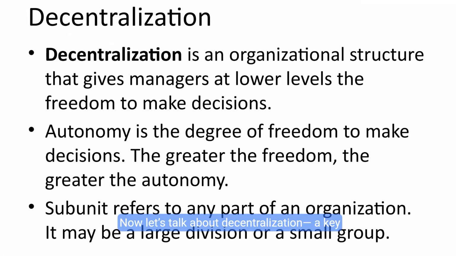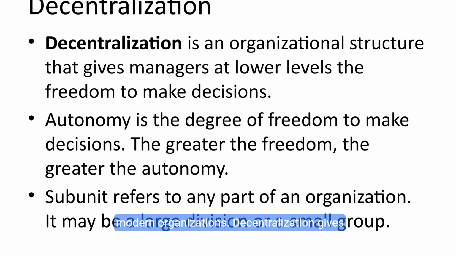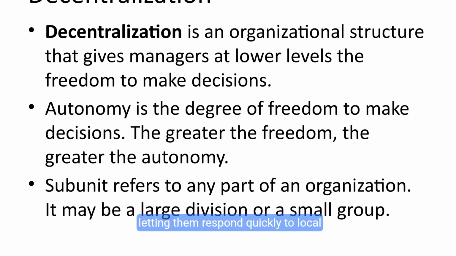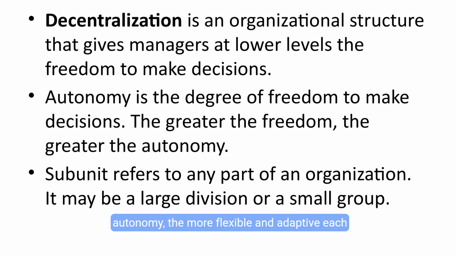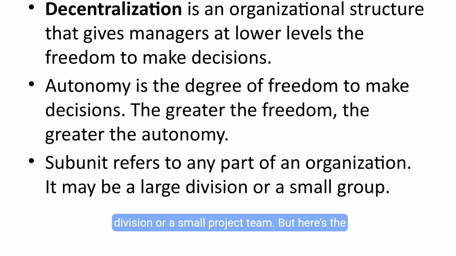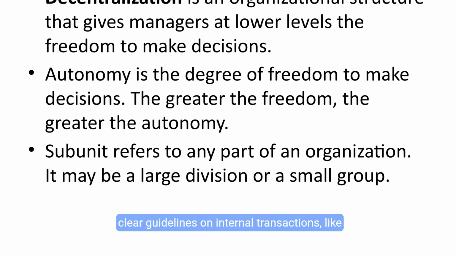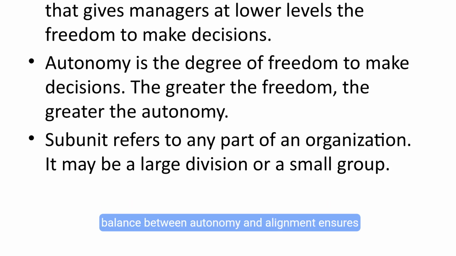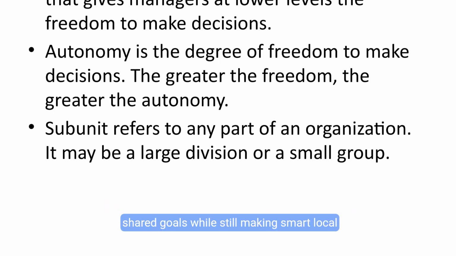Now let's talk about decentralization, a key concept for understanding transfer pricing in modern organizations. Decentralization gives lower-level managers real decision-making power, letting them respond quickly to local opportunities or challenges. The greater their autonomy, the more flexible and adaptive each subunit becomes, whether that's a massive division or a small project team. But here's the catch. With increased freedom comes the need for clear guidelines on internal transactions, like setting transfer prices. Striking the right balance between autonomy and alignment ensures that every part of the organization works toward shared goals while still making smart local decisions.